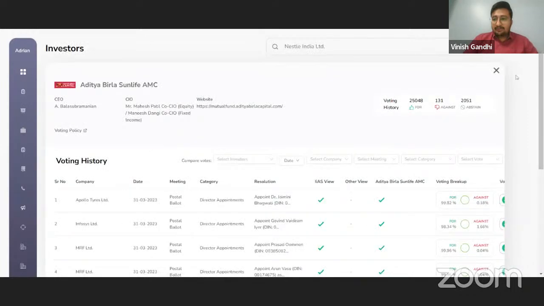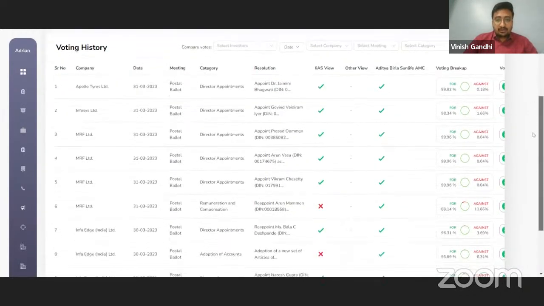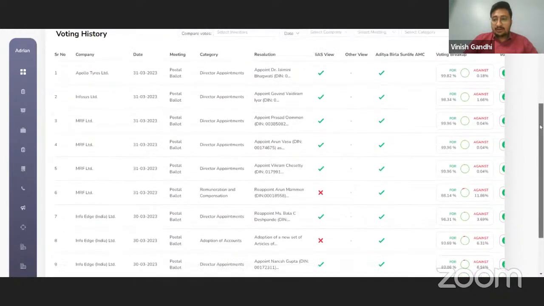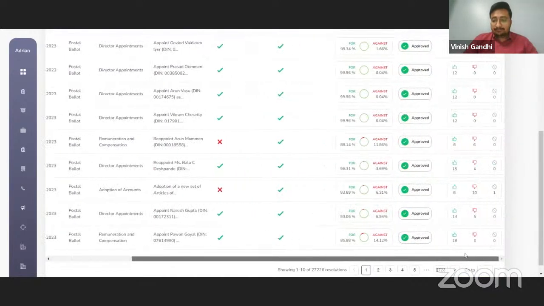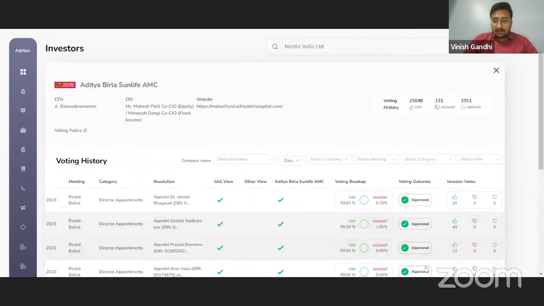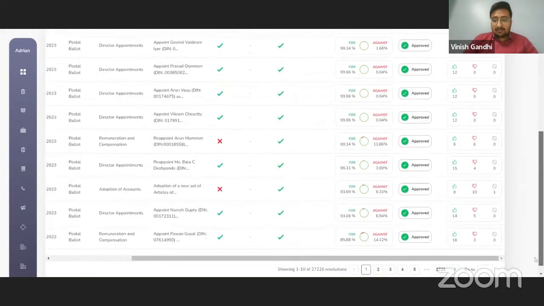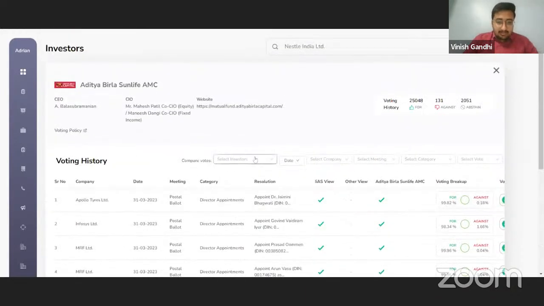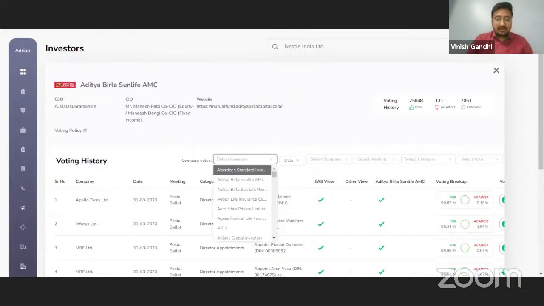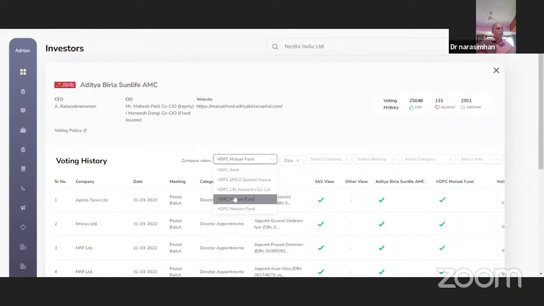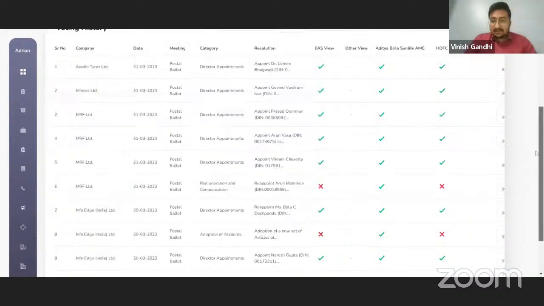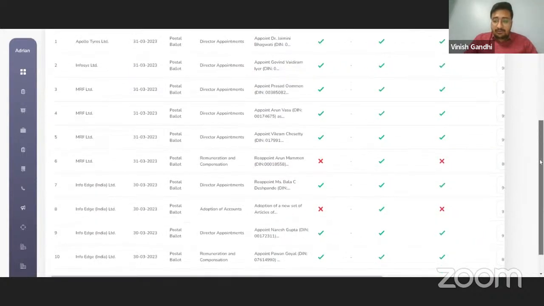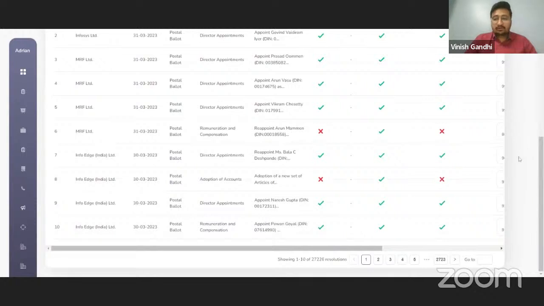I'll just show you what all data we have when it comes to the investor voting history. So yeah, this will show you all the resolutions where Aditya Birla Sun Life AMC has voted, and this will also give you the voting breakup. Again, here if I want to actually compare my votes of 2 of the investors, I can again do that. It's very easy. I'll just type in name of any of the other mutual fund, for example, HDFC. I'll select this. And now I can side by side compare how these 2 fund houses are actually voting. This will also allow you to understand what is the investor voting trend overall going in the market.